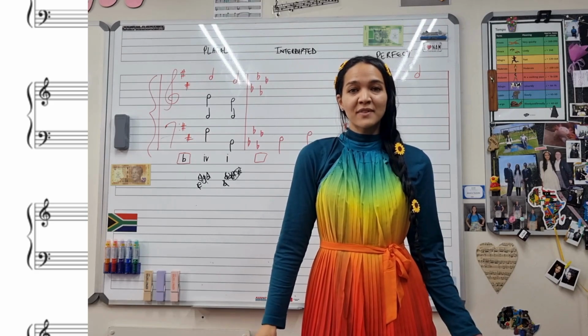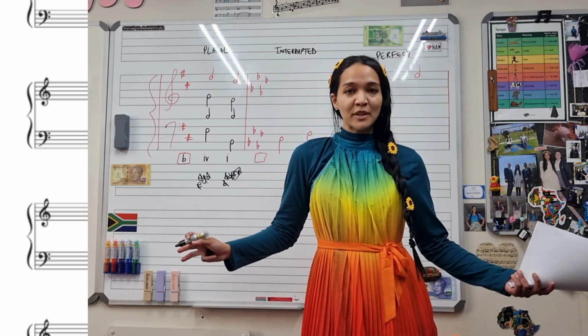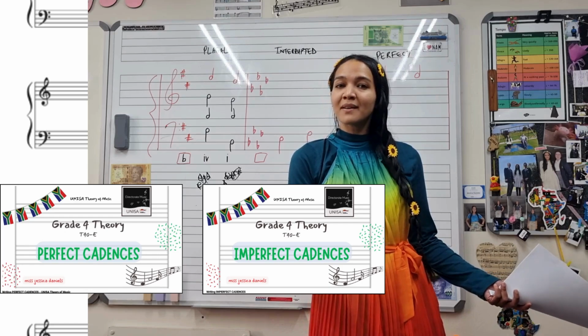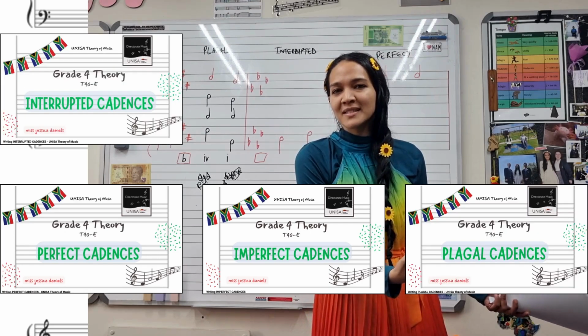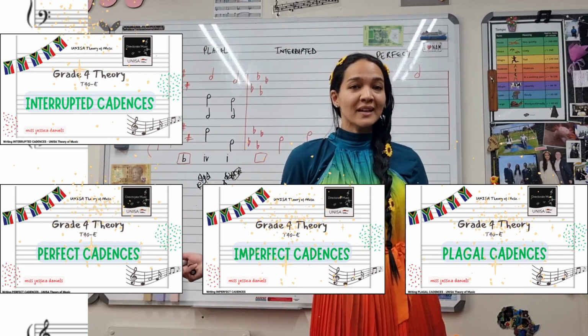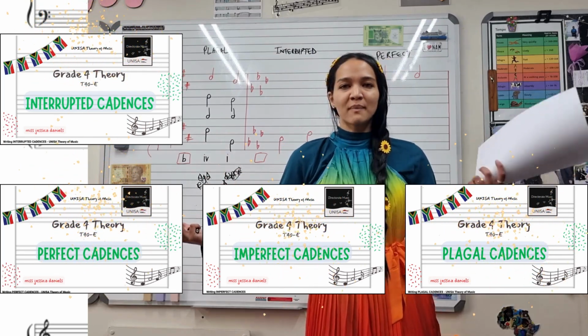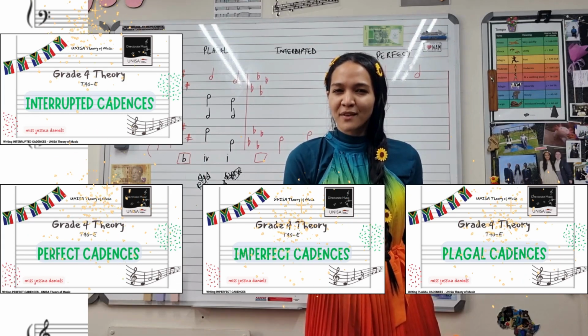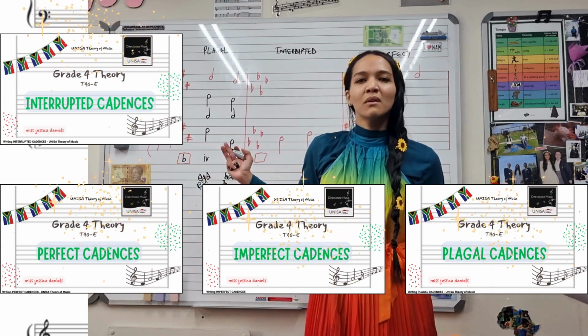Now, I have previously made videos on all 4 types of cadences that we need to know, so perfect, imperfect, plagal, as well as interrupted cadences, and I do speak more in detail about those in both major and minor keys there, so please be sure to check out those videos, and then this will all make sense to you.